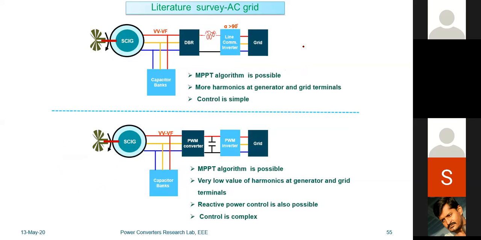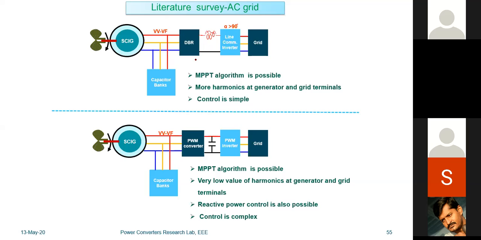For those who want to connect with the grid, many techniques have been followed. Like the first stage, a diode bridge rectifier, then a line commutated inverter, that is a thyristor inverter. MPPT is possible here. With a firing angle greater than 90 degrees, it is possible to pump the power to the grid.